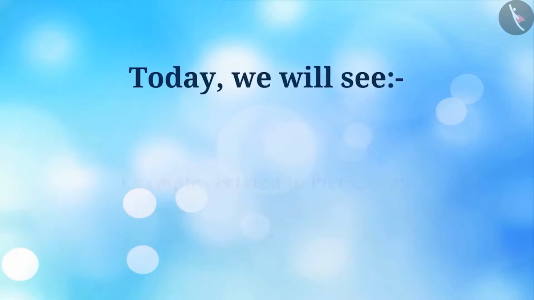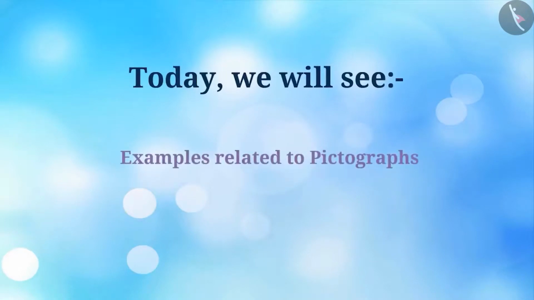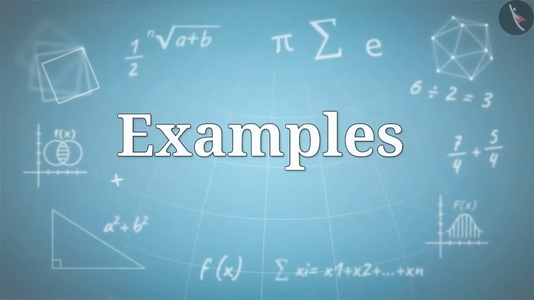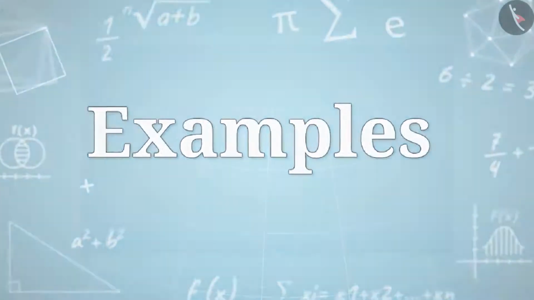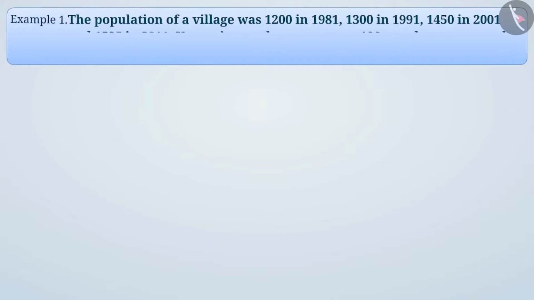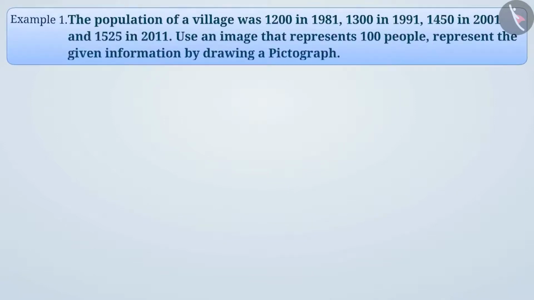Today we will see examples related to pictographs. The population of a village was 1,200 in 1981, 1,300 in 1991, 1,450 in 2001 and 1,525 in 2011. Use an image that represents 100 people. Represent the given information by drawing a pictograph.